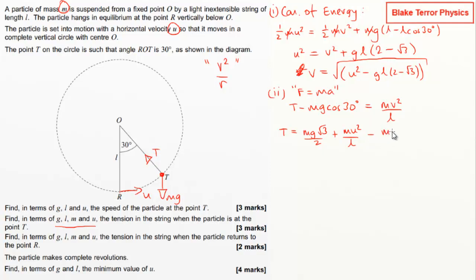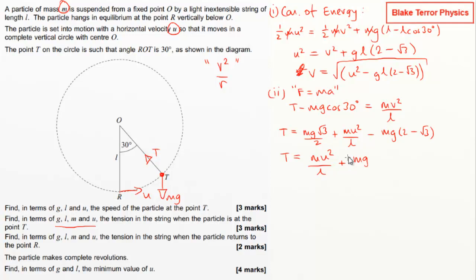Minus mg 2 minus root 3. Yeah, multiply those, the L's cancel in the other term. So all in all, we've got T is going to be mu squared over L. We've got an mg root 3 over 2 plus another mg root 3. So that's going to be mg, what did I say there? We've got half of it plus a whole one.